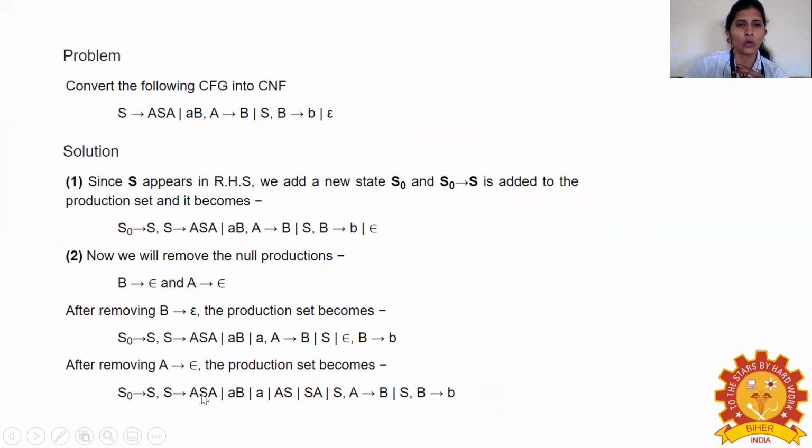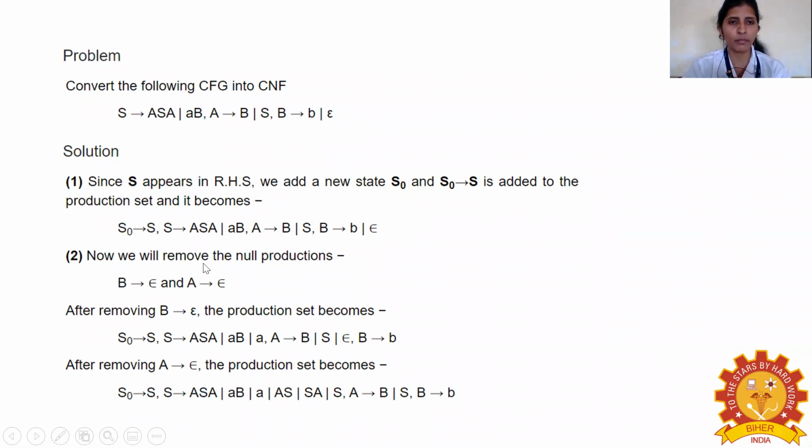Now we will solve a problem based on the previous definition for Chomsky normal form. We have to convert the following context-free grammar into a Chomsky normal form. This is the set of production rules: S to ASA or AB, A to B or S, and B to B or epsilon. Since S appears on the right hand side, we add a new start symbol S naught, and S naught to S is added to the production set. The remaining production rules remain as such.